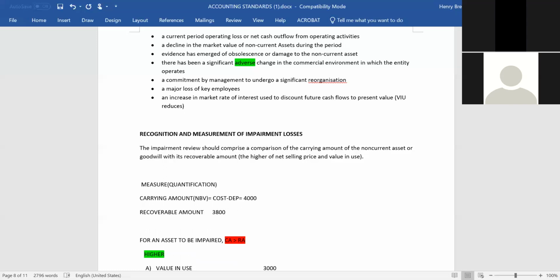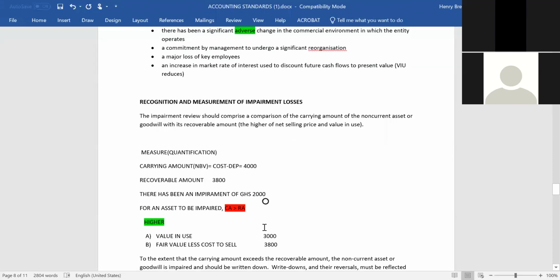So here, there has been an impairment. There has been an impairment of, let's say, Ghana Cedi, right? There has been an impairment of 200 Ghana Cedi. Good. Why are we saying there's an impairment?